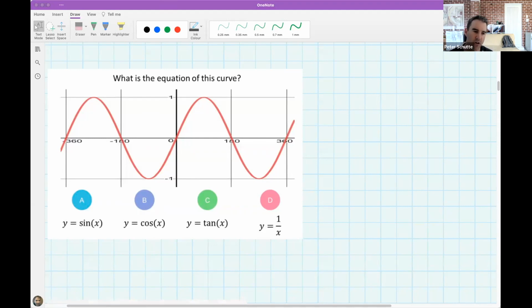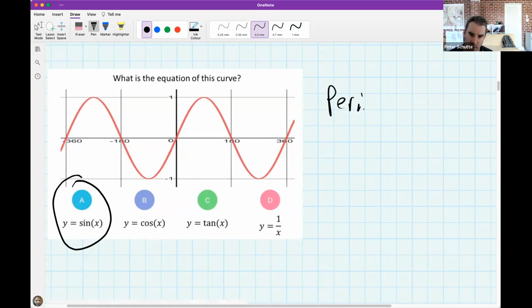Okay, awesome. So you are quite right that the equation of this graph is A, y equals sine x. Now, what I want to ask you now, in addition to this, is what is the period of the sine graph? I want you to tell me that in the chat if you know it, or maybe you can work it out based on what I explained in the previous question. What's the period of the sine graph?